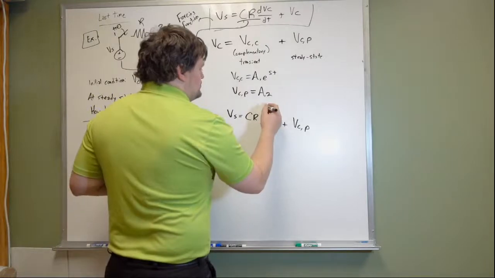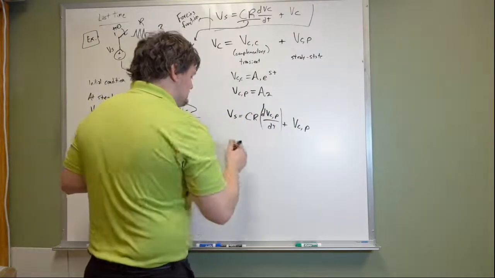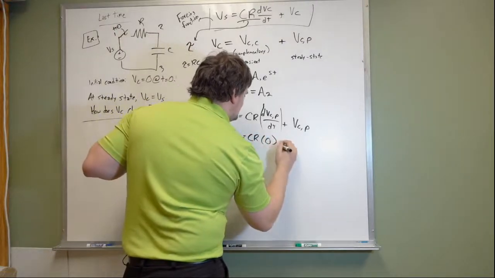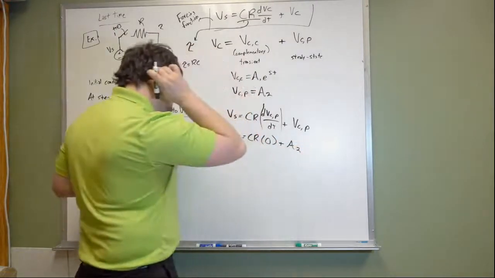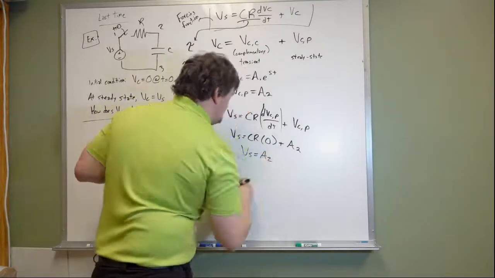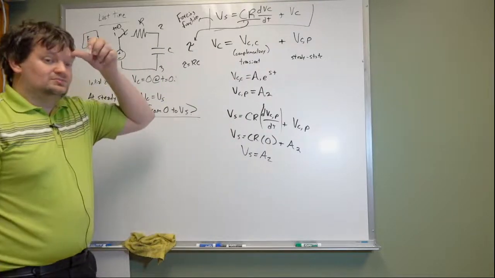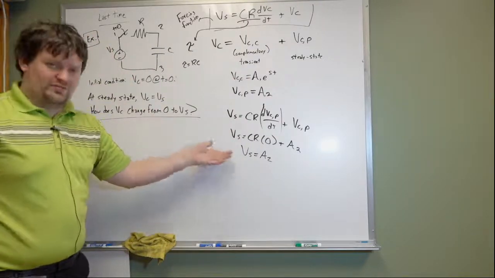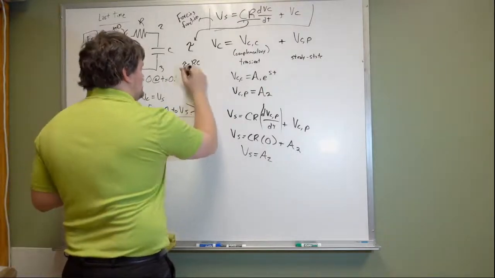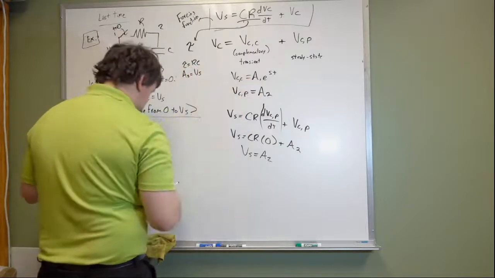All right, so what is the derivative of Vcp? What is the derivative of A2? Well, it's 0. This equals CR times 0 plus A2. You end up with Vs is equal to A2. We knew this already. We've been saying this whole time. This is just the mathematical way of proving it. So now we know tau is equal to RC, and we know A2 is equal to Vs. We do need to solve for A1 still.